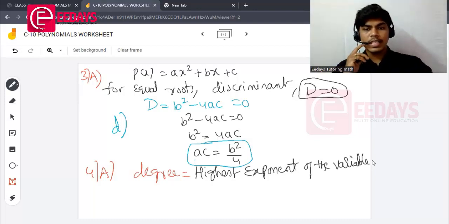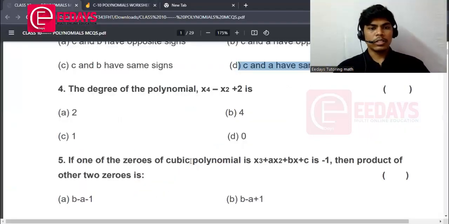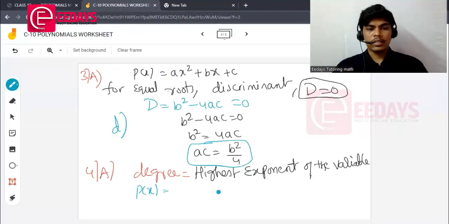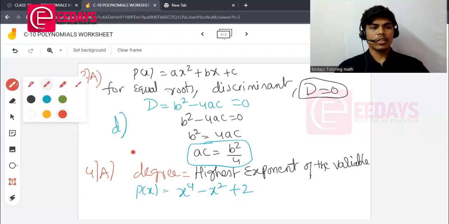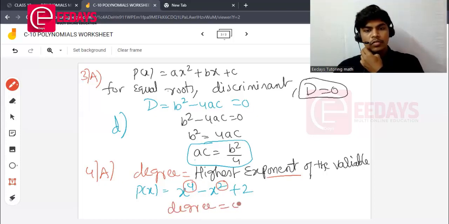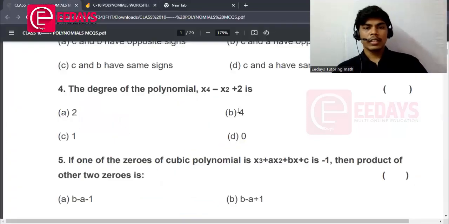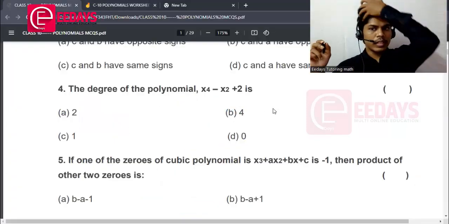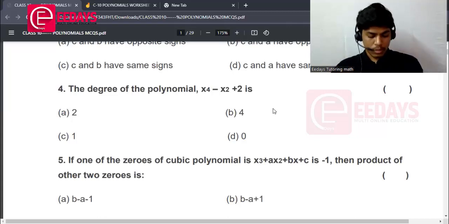So what is the highest exponent of the variable? The question here is p of x is equal to x power 4 minus x square plus 2. The variable is x here. The highest power is 4 and after that 2. So the degree is 4. Highest we have to take. 4 is the highest. That's why option B is the correct answer. Clear?